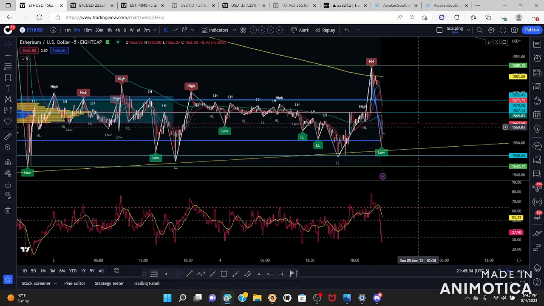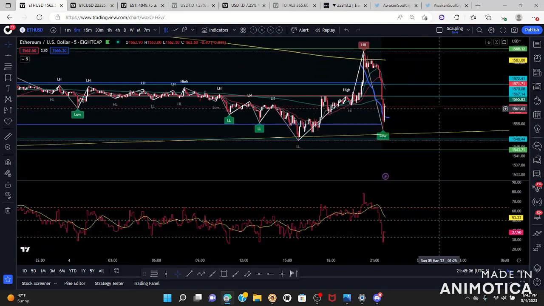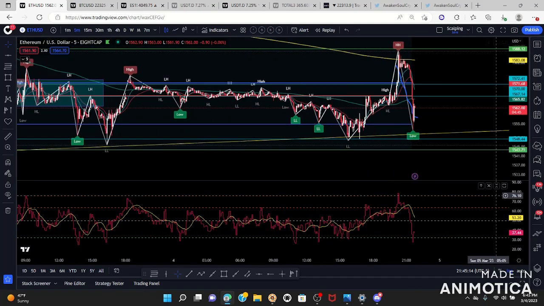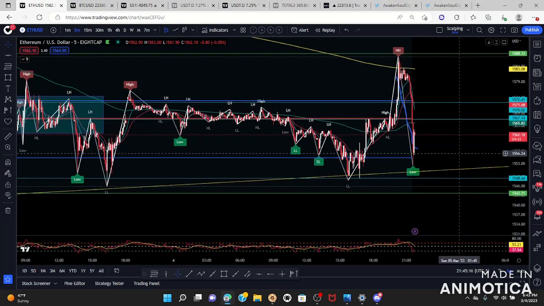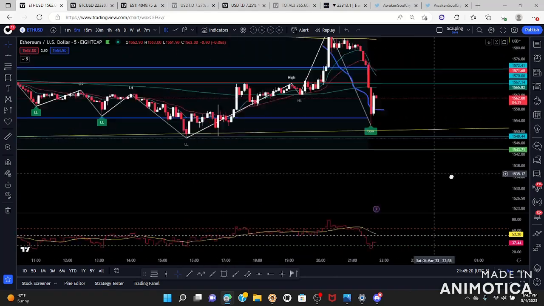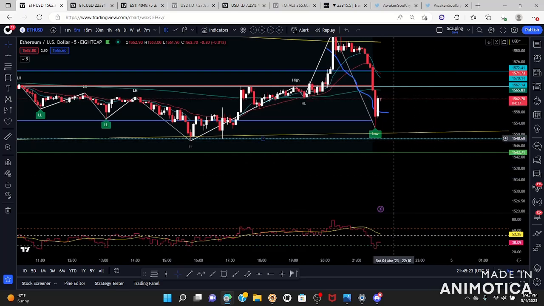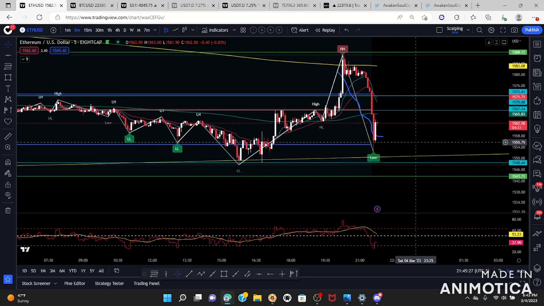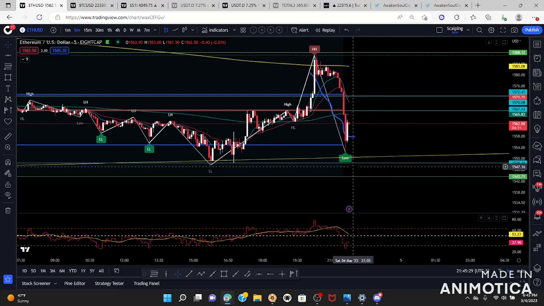It's a fishing game. You have to set your alarms. You have to set your place. Then allow the market to come to you. Let's say we break this to the downside right now. It's fine. Let it break to the downside. Just look at it. Be at peace with it.